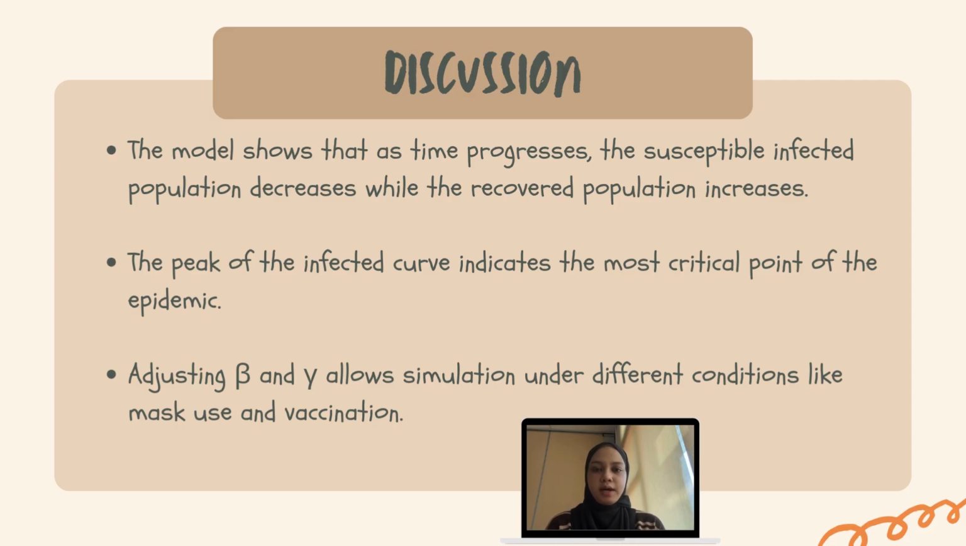Adjusting beta and gamma allows simulation under different conditions like mask use and vaccination. If we increase the recovery rate, gamma, for example by improving healthcare, the infected peak becomes lower. Next, if we reduce the infection rate, beta, by wearing masks or reducing contact, the spread slows down. This makes the SIR model useful not just for prediction but also for testing different strategies in public health.